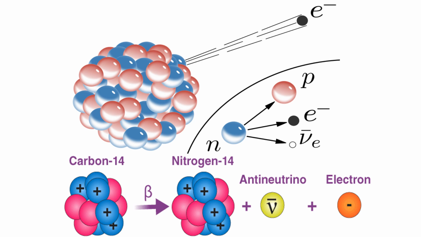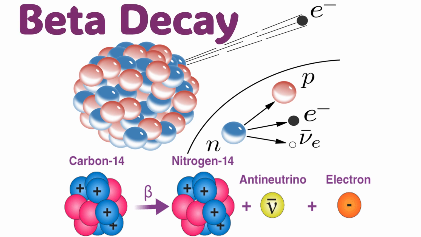In this lecture, we are going to discuss beta decay. Beta decay is a type of radioactive decay in which an unstable parent nucleus is split into a daughter nucleus and releases high energetic electrons. The highly energetic released electrons are known as beta particles.